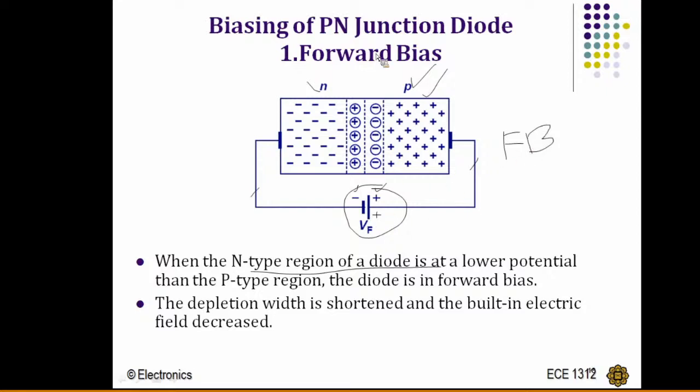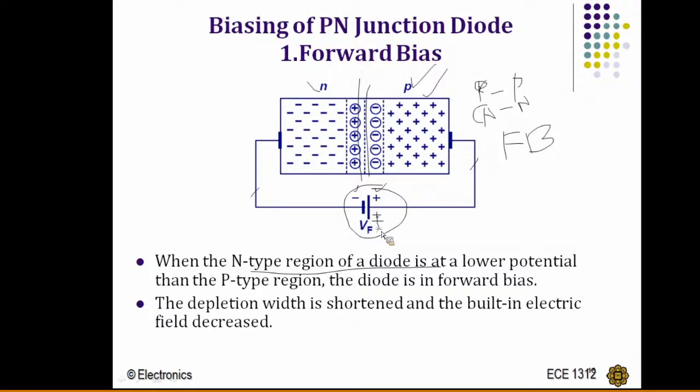In forward bias, the positive terminal is connected to the p side, that means positive to the p-type, and the negative terminal to the n-type material. If the positive is to the p-type and the negative terminal is to the n-type, this arrangement we call a forward bias arrangement. Now, what is going to happen in forward bias if you connect the voltage source in this fashion? The width of the depletion region will reduce. How it will reduce, we'll discuss now.